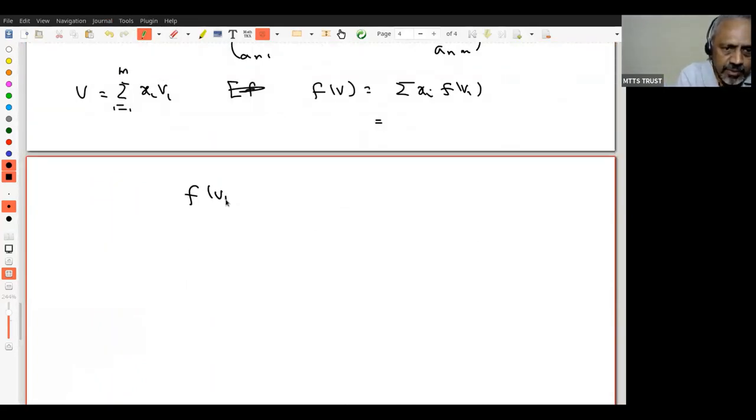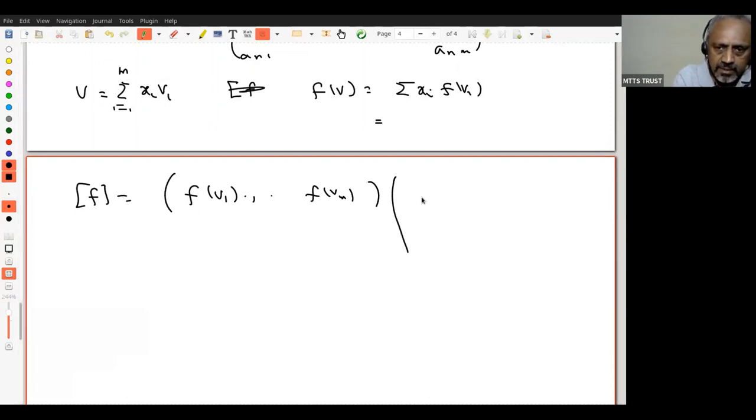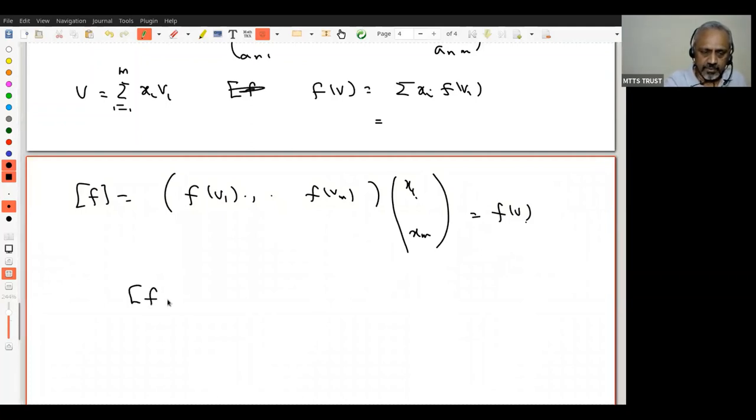This is f of v1, ..., f of vm. This is your matrix. These are all column vectors. Multiply by x1 to xm. So how will I multiply? Exactly this. Therefore, it is f of v. You understood that? Okay. So this is a vector, right? This vector is equal to f of v. Therefore, the column vectors will be equal. Therefore, f of v equals this matrix F into the matrix V.